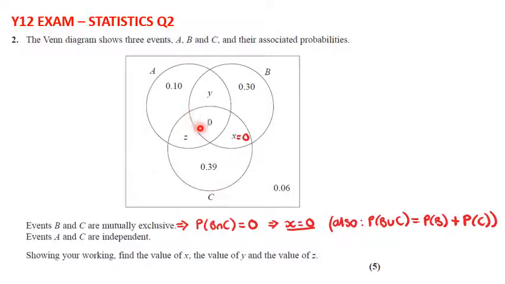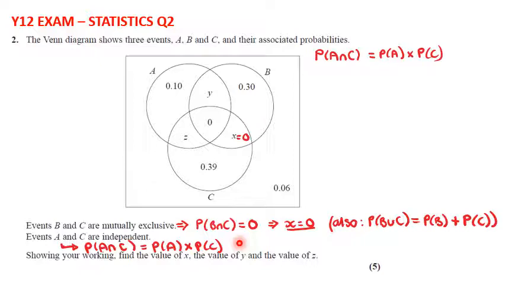Okay. Next, we're told that A and C are independent. So that tells us that the probability of A and C happening, the intersection, is equal to probability of A times the probability of C. Okay, so from this statement, we're now going to set up an equation using the information in the diagram. So A intersection C is Z in there. So that is equal to Z.